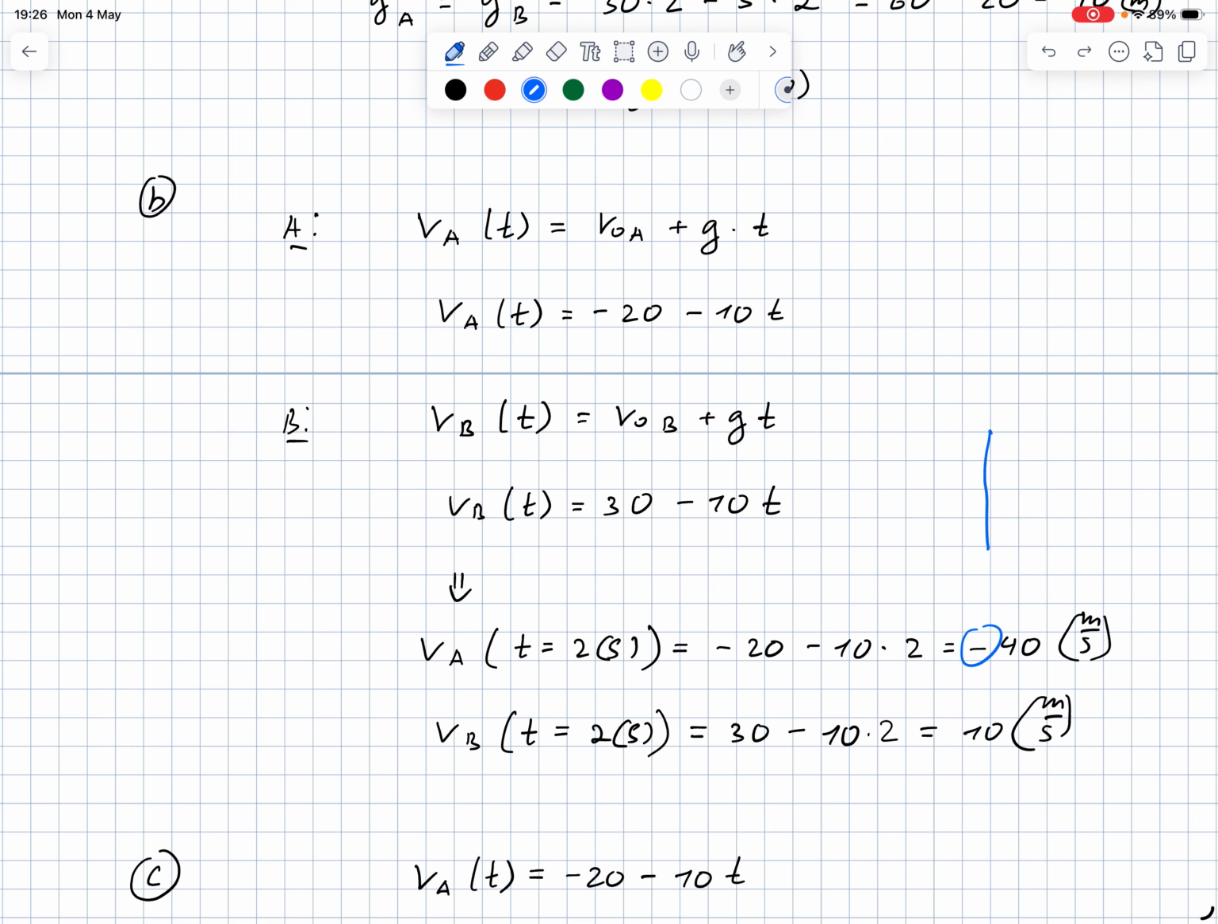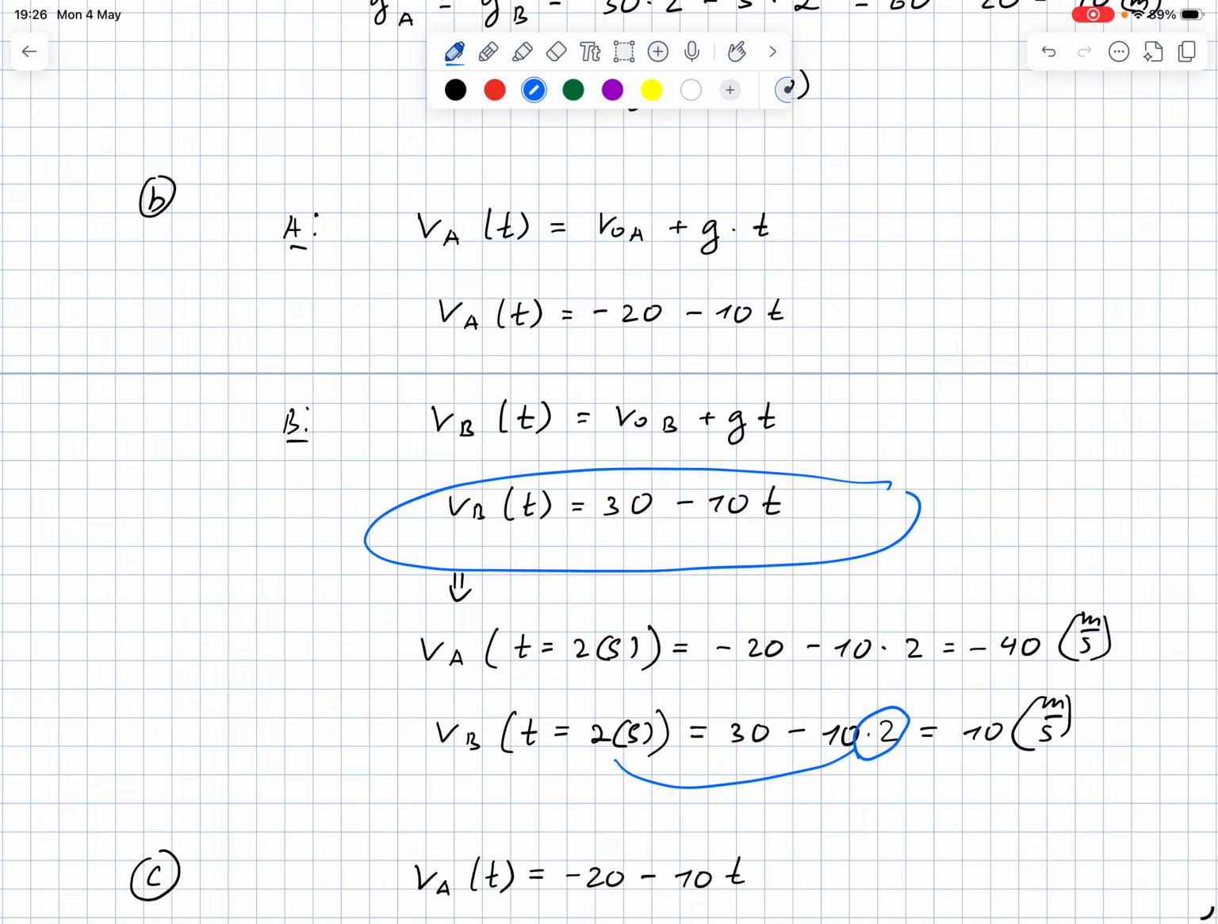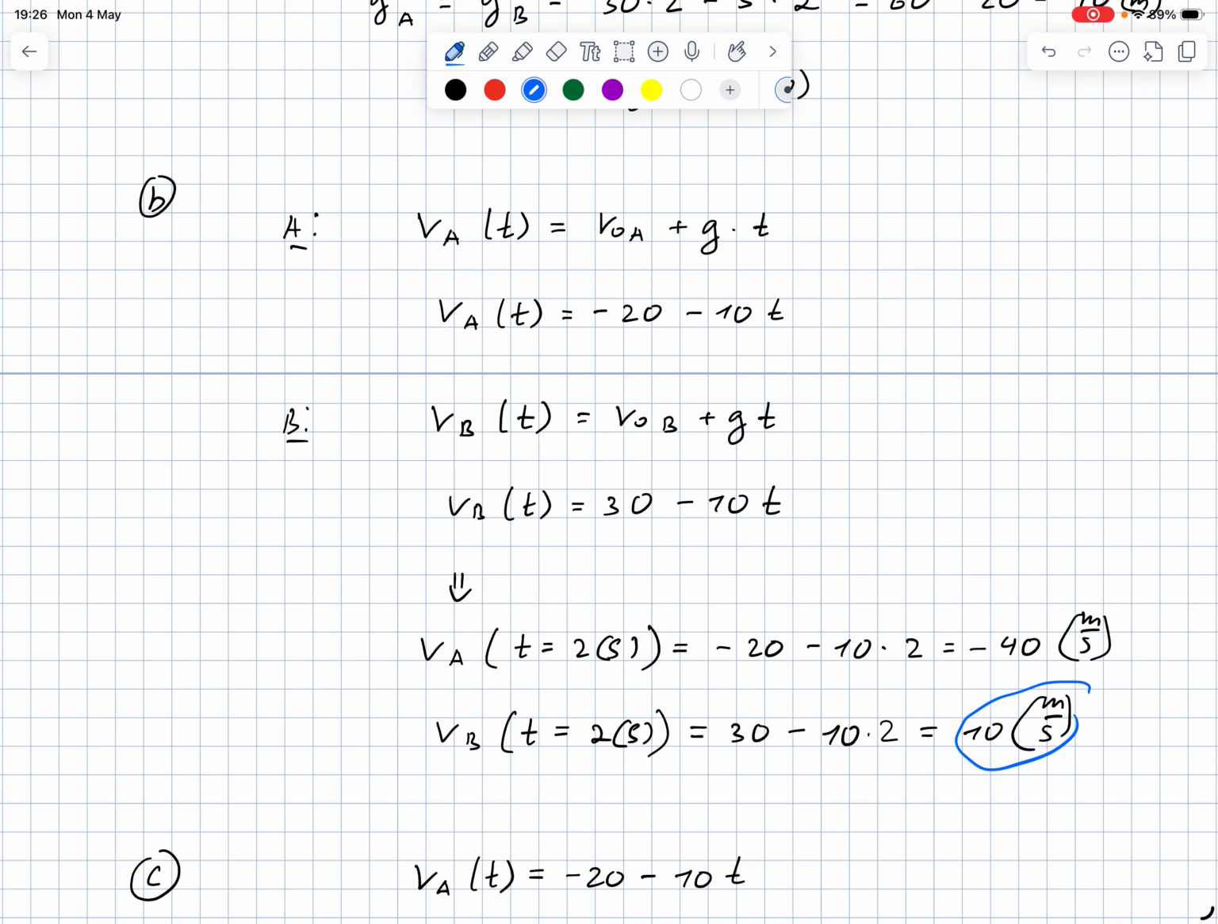Now, if I want to find the velocity of the second object B, I'm going to use again this time t equals 2 seconds, and I'm going to substitute here, because I used this expression, and we see that the velocity of object B is 10 meters per second with a plus sign, which means when they pass each other, the direction of this object is still upwards.